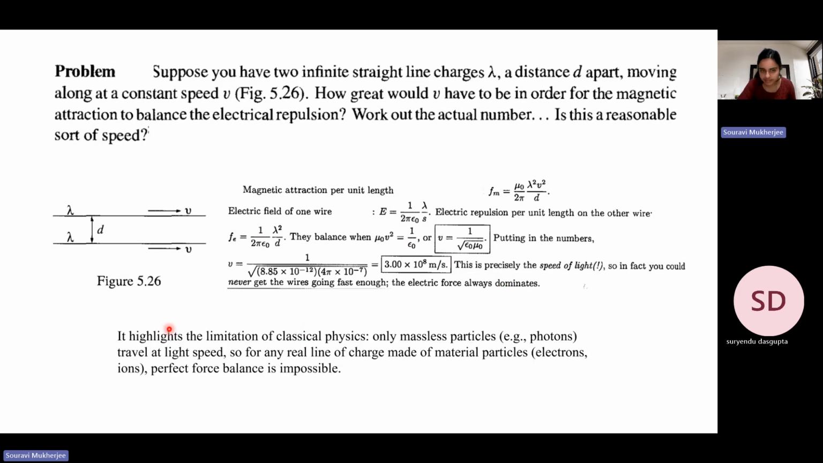So it highlights the limitation of classical physics that only massless particles travel at the speed of light. So for a real line of charge made of material particles, the electric force will always dominate. That directly comes from this exercise we just did.